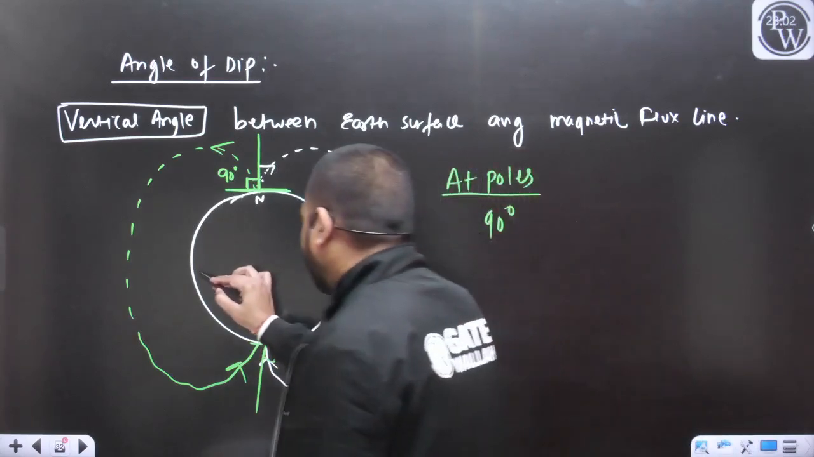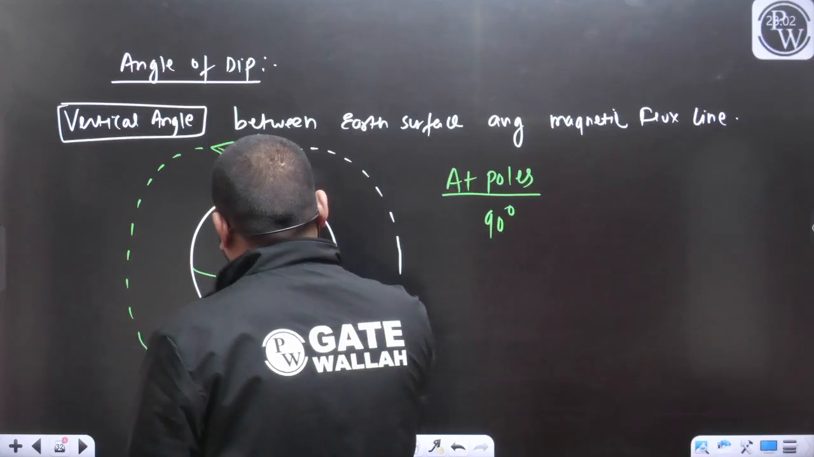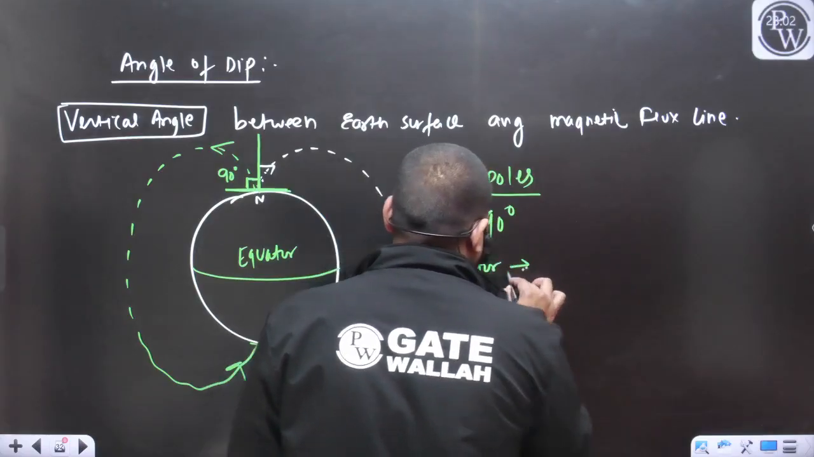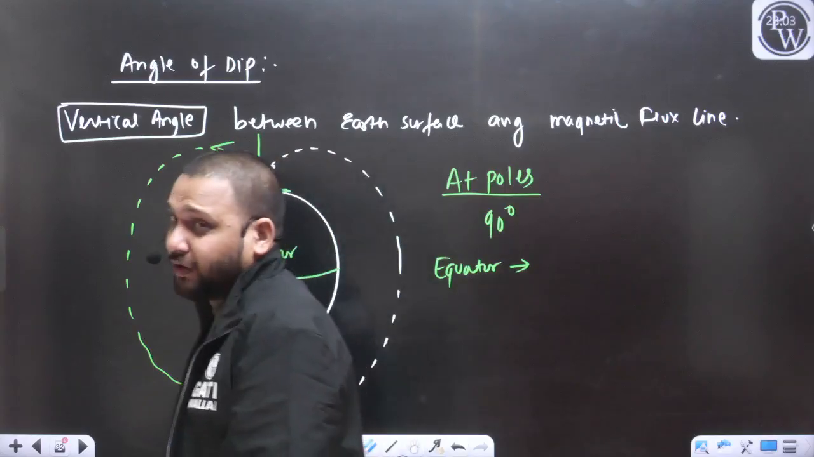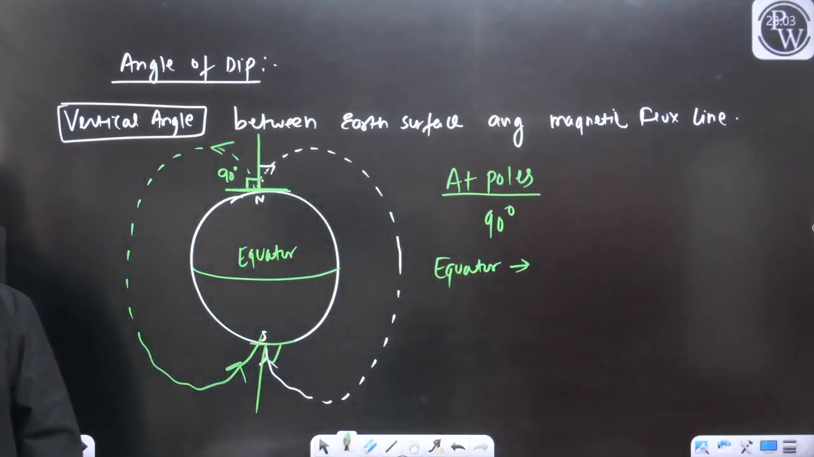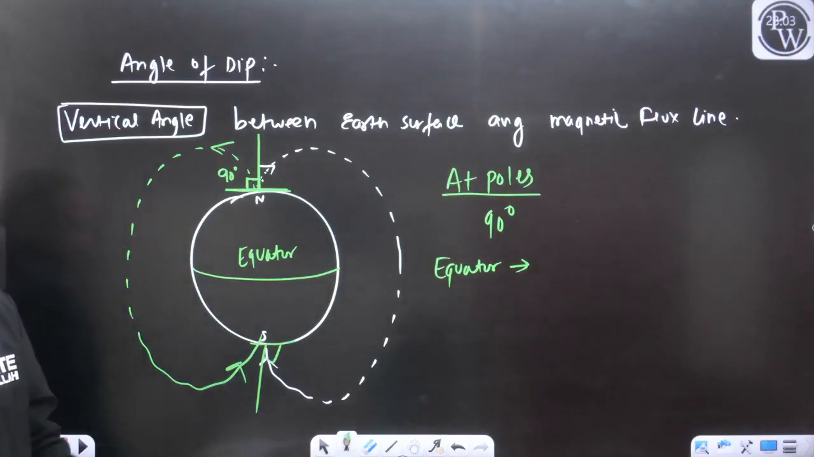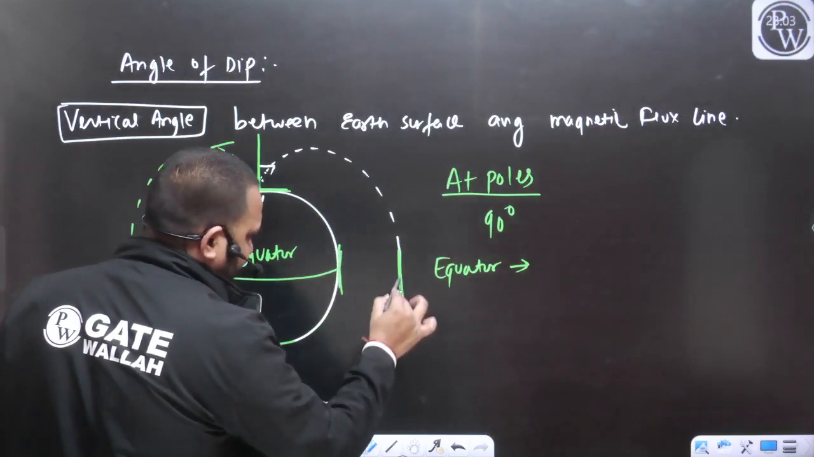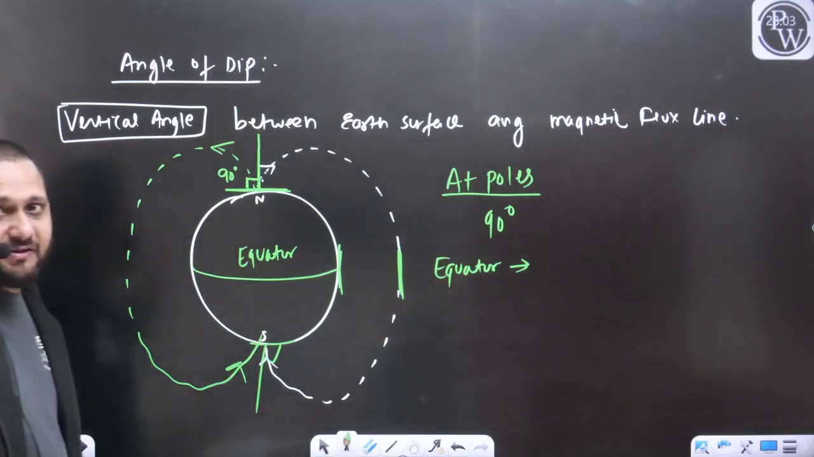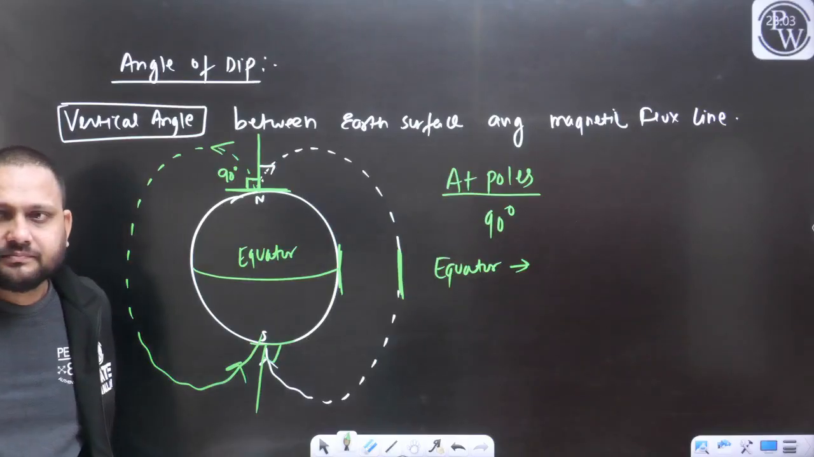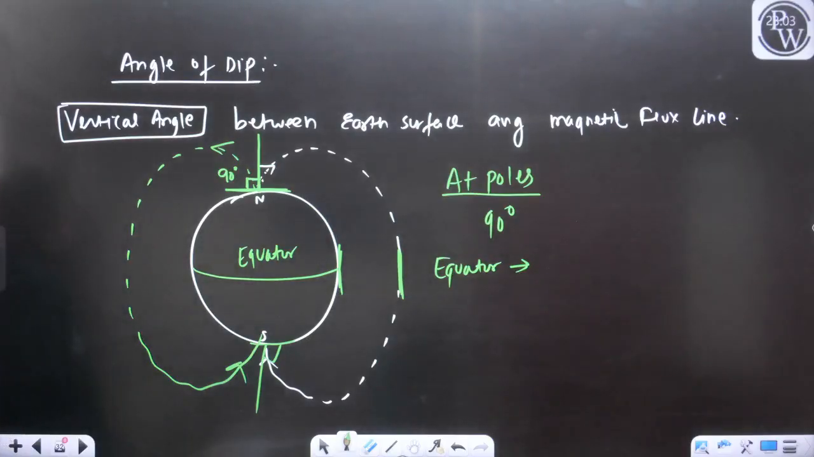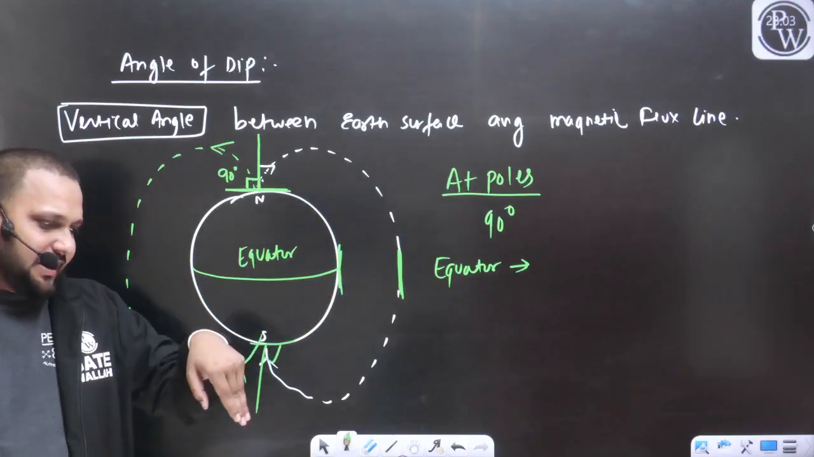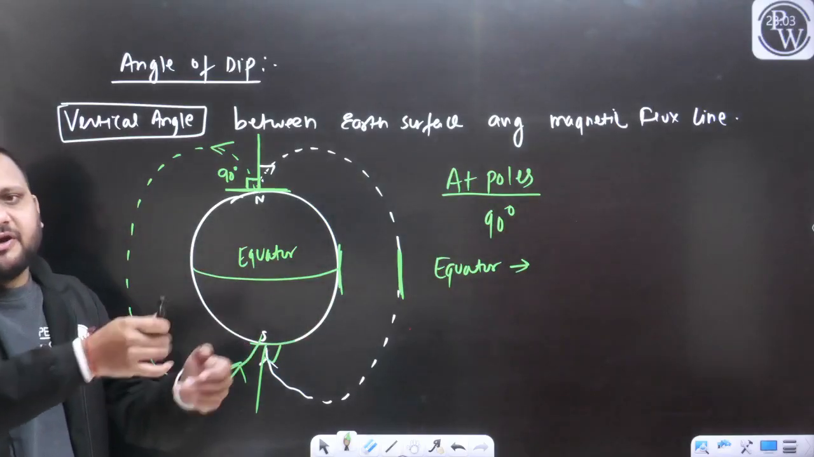If I talk about the equator, can you tell me what will be this angle of dip or angle of depression at equator? Do remember, it is the vertical angle between the magnetic flux line and earth surface. So at equator, this is going to be the earth surface and this is going to be the magnetic flux line. They are parallel. There will be no vertical angle. How can we define the vertical angle?